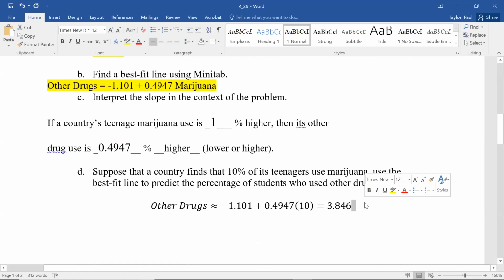Okay, so that's it for the first half. I have another example on the other side of the page here, so we'll do that in a separate video.